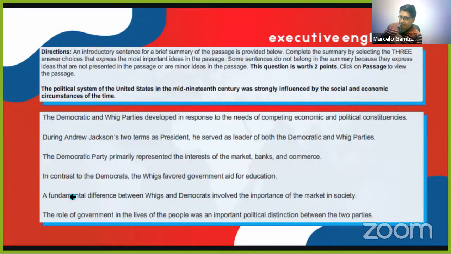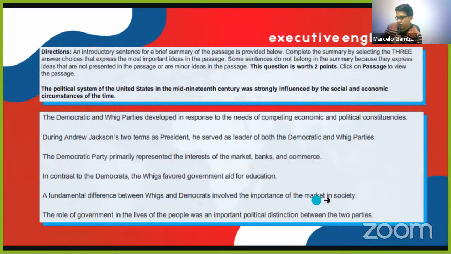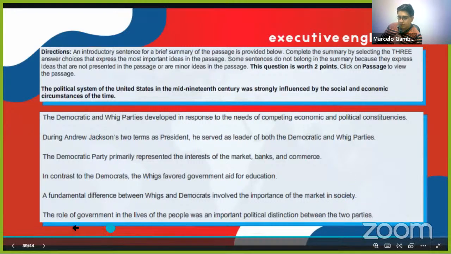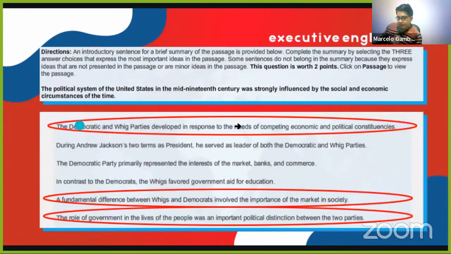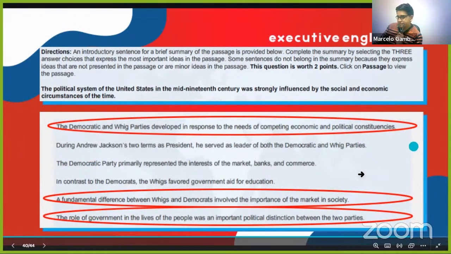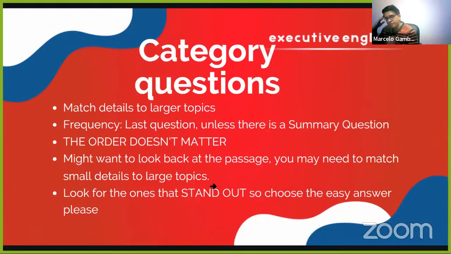Therefore, E and F are true. A fundamental difference between Whigs and Democrats involved the importance of the market in society. That's right. And the role of the government in the lives of the people was an important political distinction between the two parties. That's also true. Okay, so those are the answers here: A, E, and F. You did pretty well.